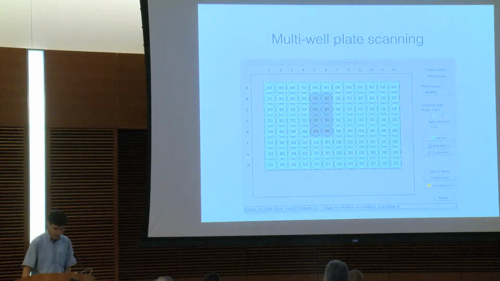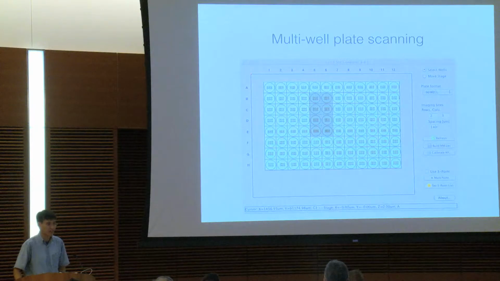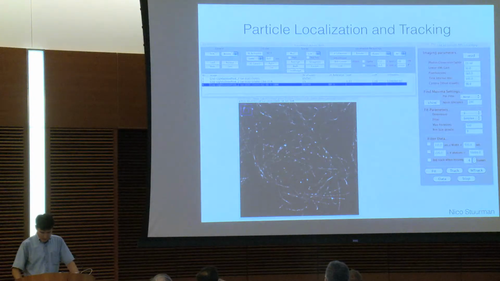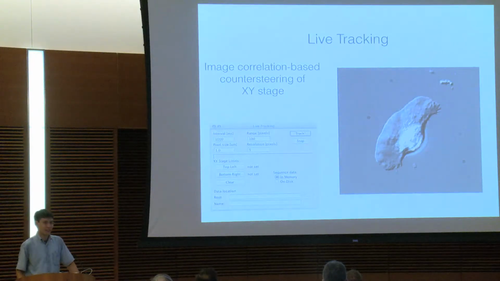One of them is the HCS site generator, high content screening site generator plugin, which will allow you to configure your stage for a multi-well plate and generate a position list for your selected wells, which you can use to run a multidimensional acquisition. We have a particle localization and tracking plugin. This is more of a post-processing plugin, but it can do super resolution localization based on Gaussian fitting and other fittings. One of the fun ones is the live tracking plugin.